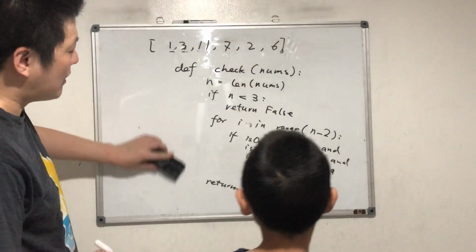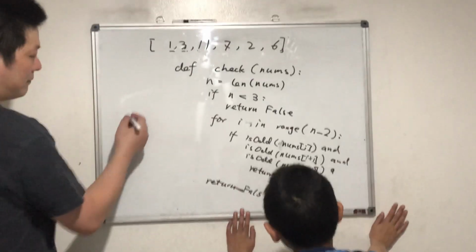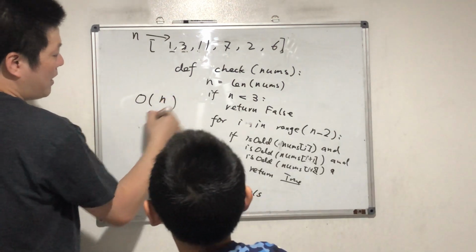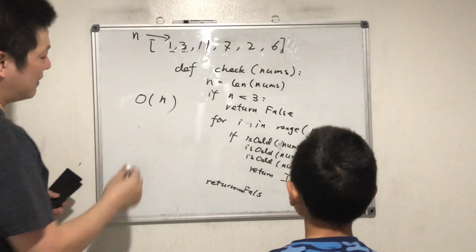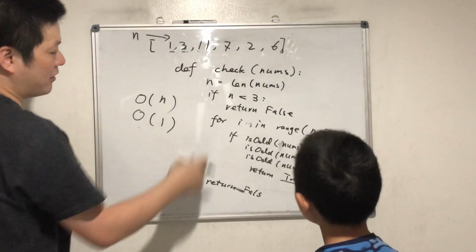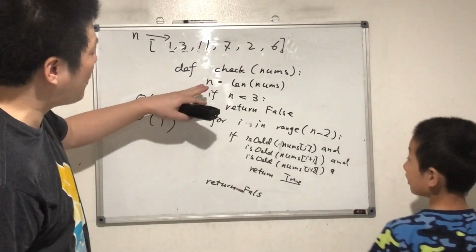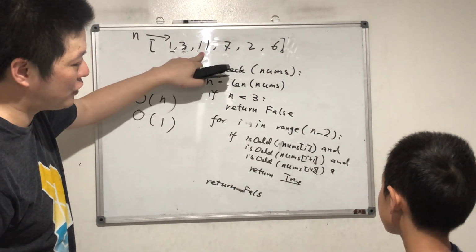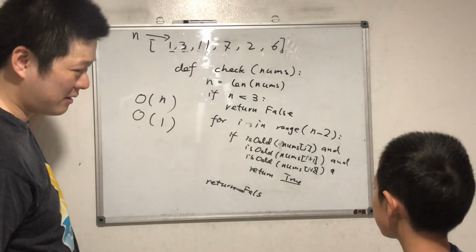Got it? So what's the time complexity? If there are n numbers in here, it's O(n). But what's the space complexity? O(1), constant, because we are not using anything. But look, it's O(n), but each number could be checked multiple times, am I right?